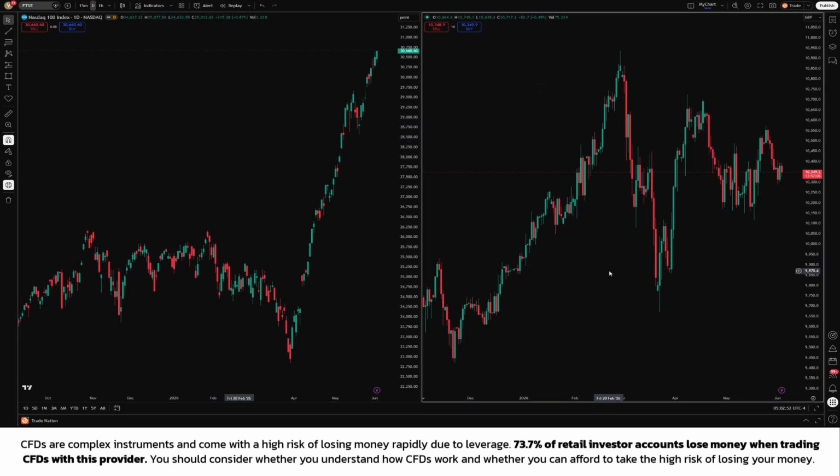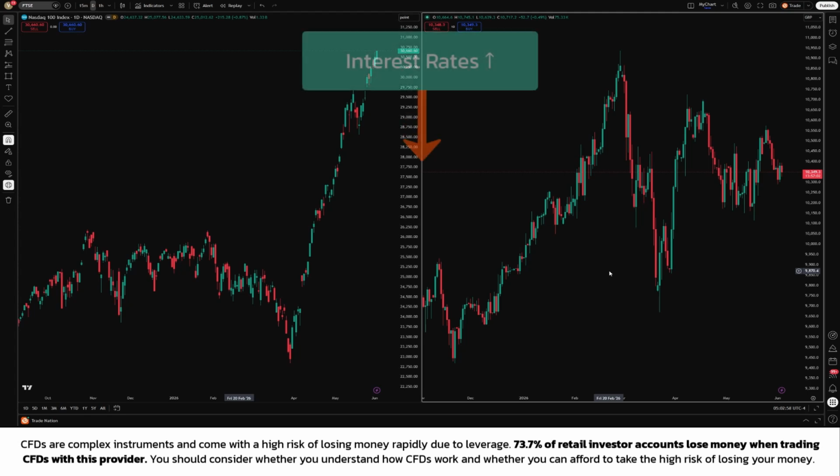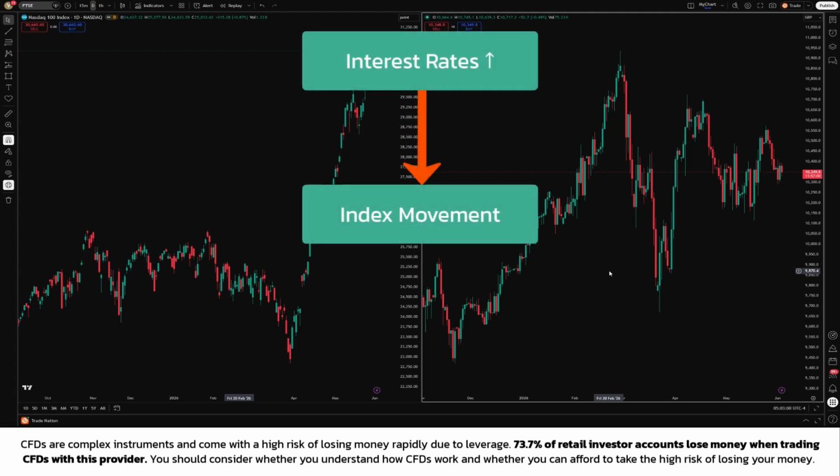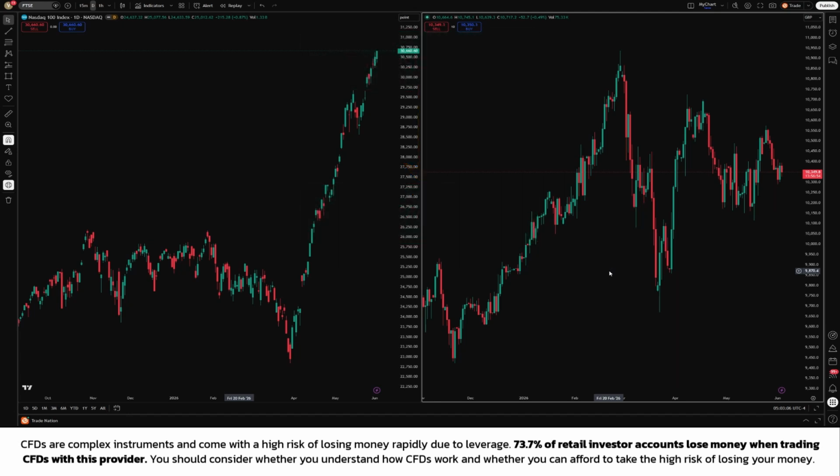The key point is that an index is not just a number on a screen, it is a basket of companies. The companies inside that basket determine how the index reacts to interest rates, currencies, commodities, earnings expectations, and market sentiment. So, when comparing the Nasdaq with the FTSE 100, the question is not only which market is moving. The better question is what is driving the move, and whether those drivers favour growth stocks, value sectors, commodities, currencies, or defensive global businesses.